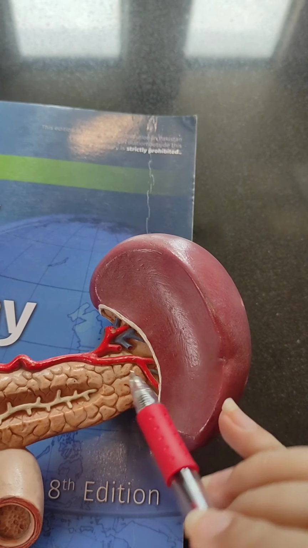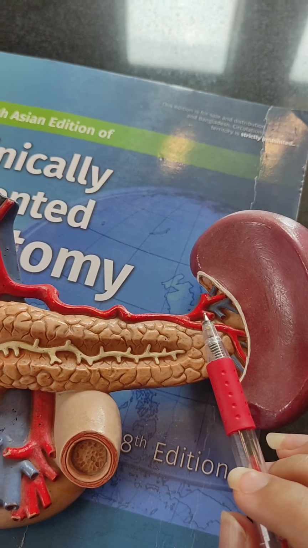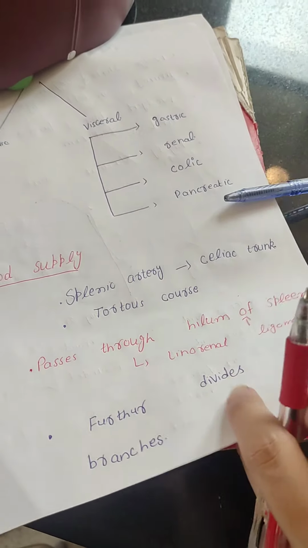Now after entering the hilum of spleen, you can see the splenic artery further divides into branches. It divides into a maximum of 5 to 6 branches.